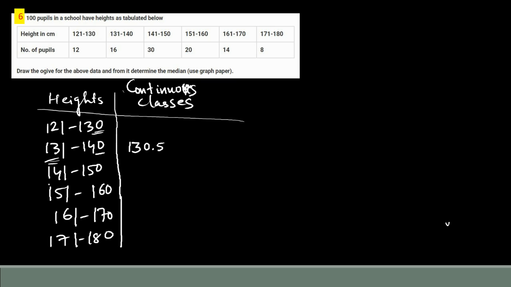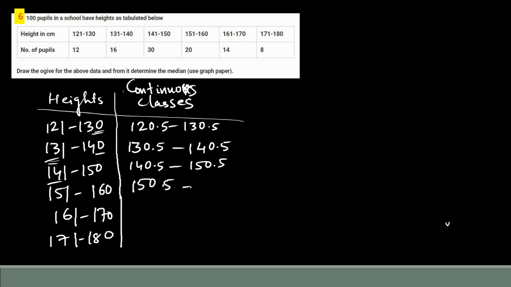Again, what is the average of 140 and 141? 140.5, right? So 140.5. Similarly, here you will make this 130.5, and you will deduct 0.5 from 121 also. Similarly, this you will make 140.5, and this as 150.5. Similarly, this one you will make as 150.5, and this one as 160.5.